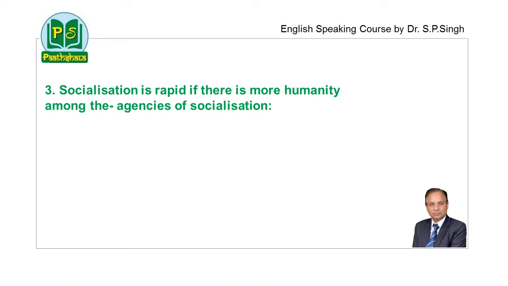Socialization is rapid if there is more unanimity among agencies of socialization. Socialization takes place rapidly if the agencies of socialization are more unanimous in their ideas and skills. When there is conflict between the ideas, examples, and skills transmitted in home and those transmitted by school or peers, socialization of the individual tends to be slower and ineffective.